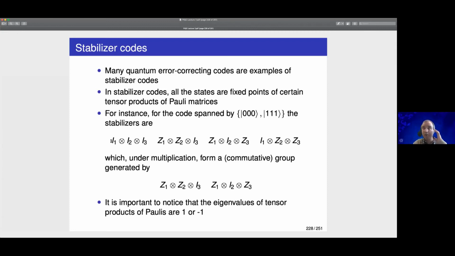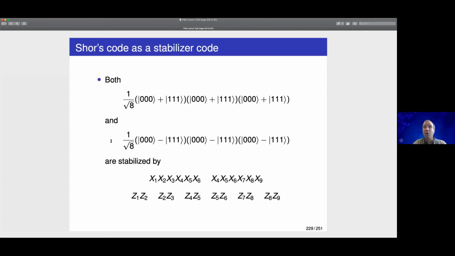And that is what is called the stabilizer group of the code. And for instance, for the short code, you can see that the stabilizer operations are these ones here and the ones that are obtained by combinations, multiplications of these ones. And you can use these operations in order to study properties of the code. For instance, what are the errors that you can correct, different properties of the operations that you can implement logically. You can do many things.